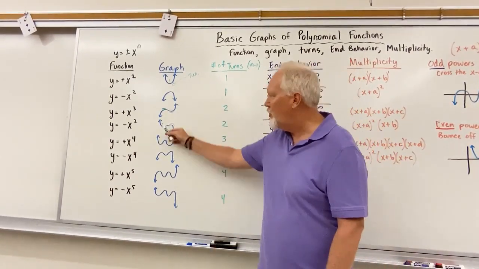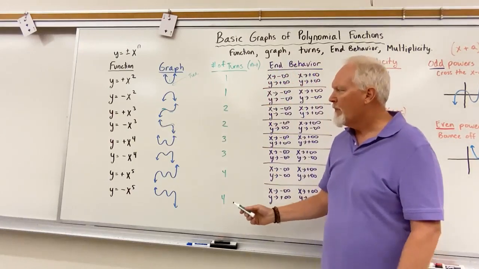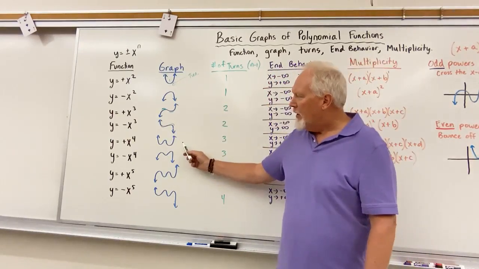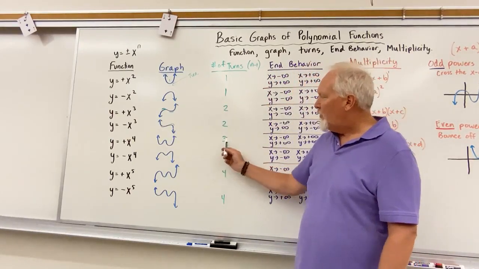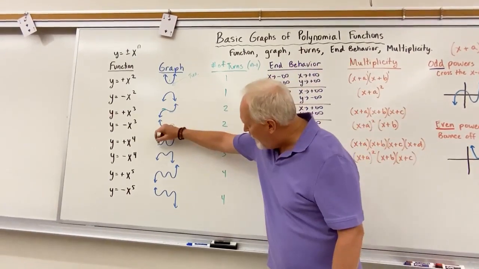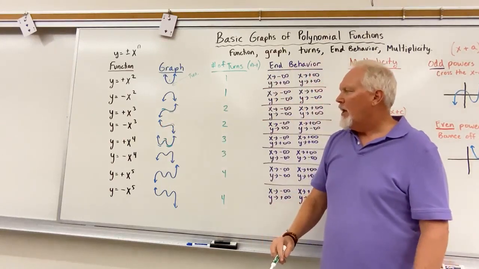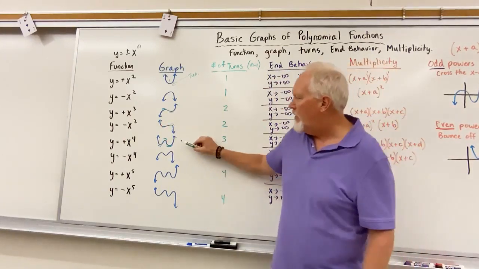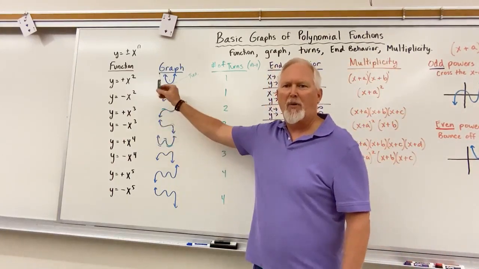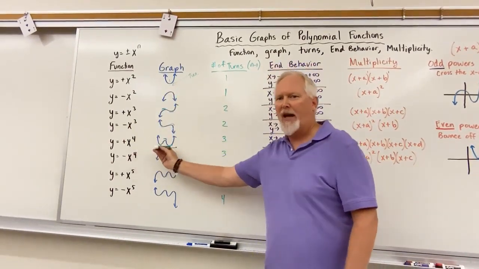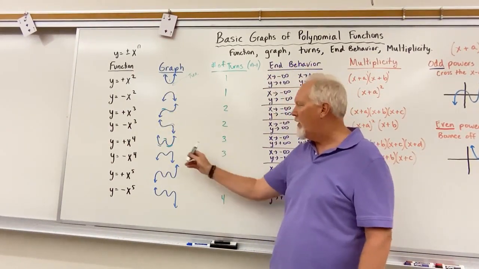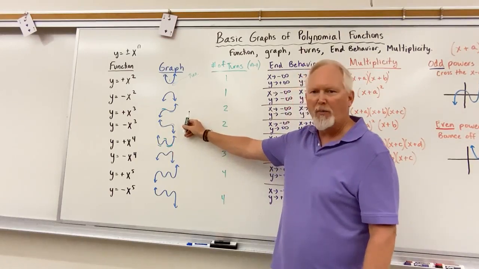Okay, so these are just generally what they look like again. The fourth power has three turns, right? So we've got one turn, two turns, three turns. And as we go to negative infinity, the y's are going to positive infinity. And as the x's are going out to positive infinity, the y's are going to positive infinity.